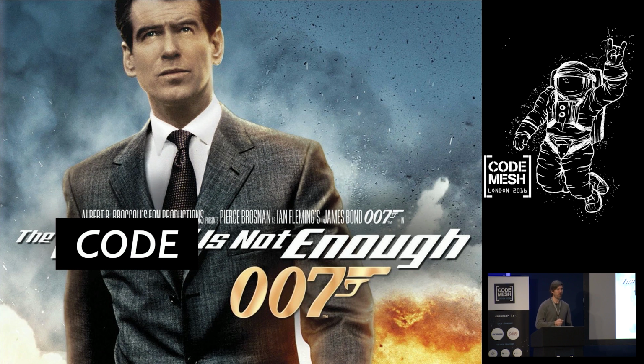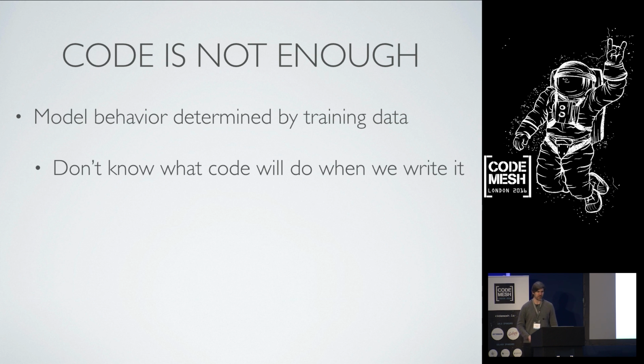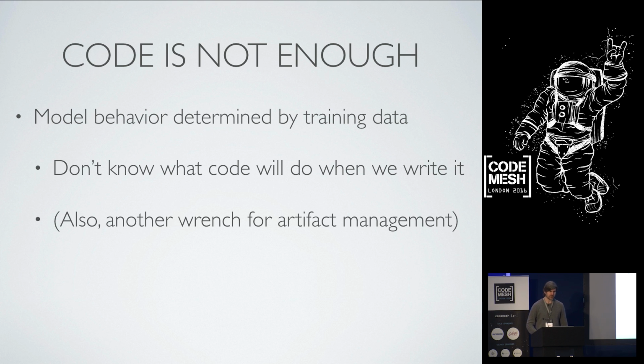So the second point, the code is not enough, right? The trained models are not uniquely determined by the code that you wrote. The model behavior is ultimately determined by the training data that you used, which significantly, you don't know what the code will actually do at the time that you write it because of this. And it's also another wrench in the artifact management system, right?